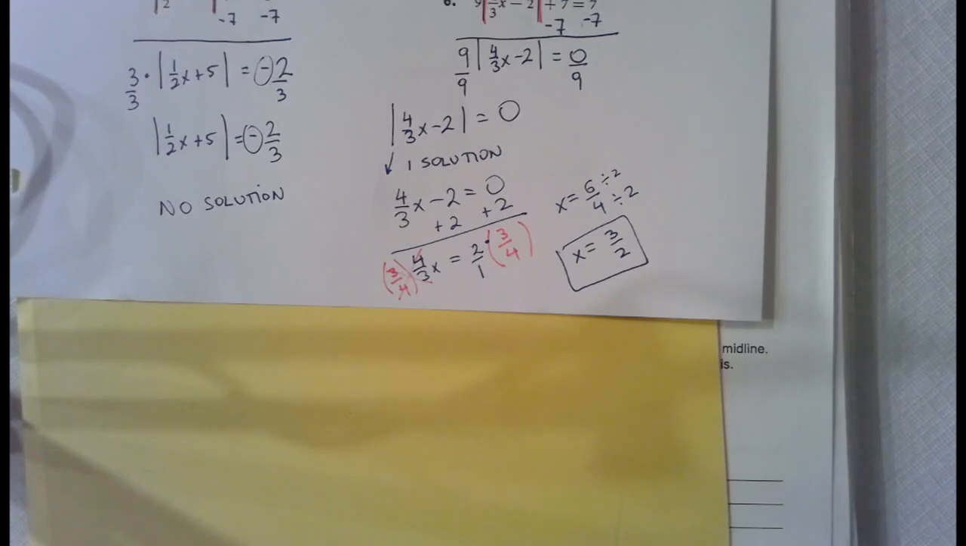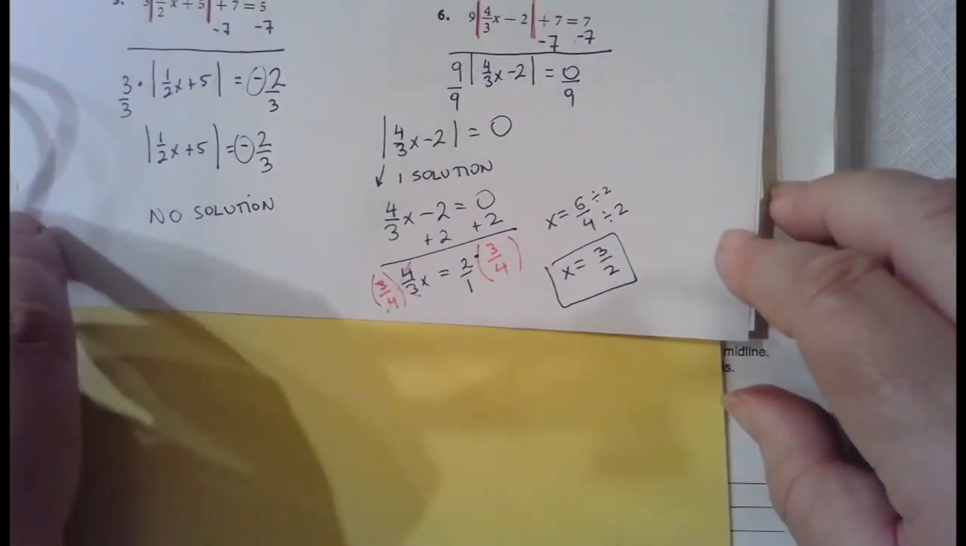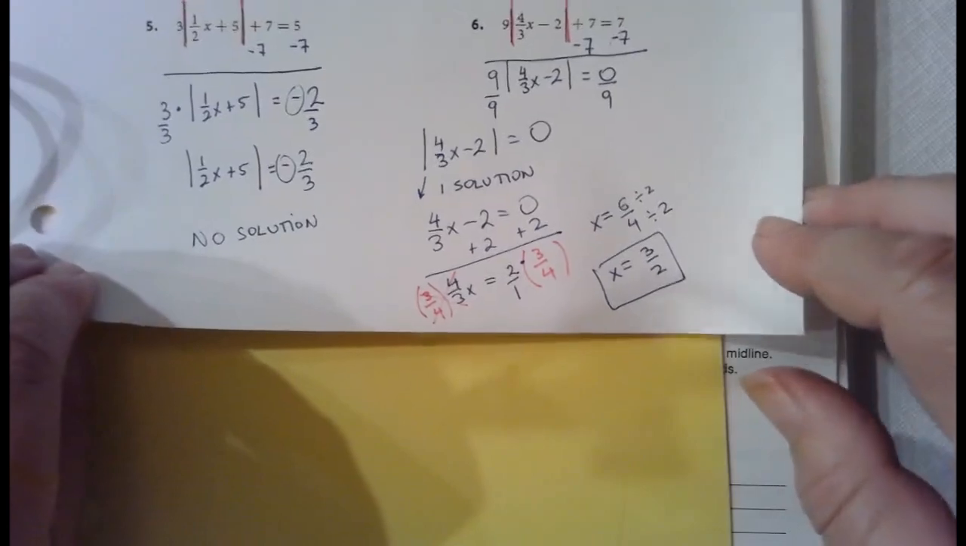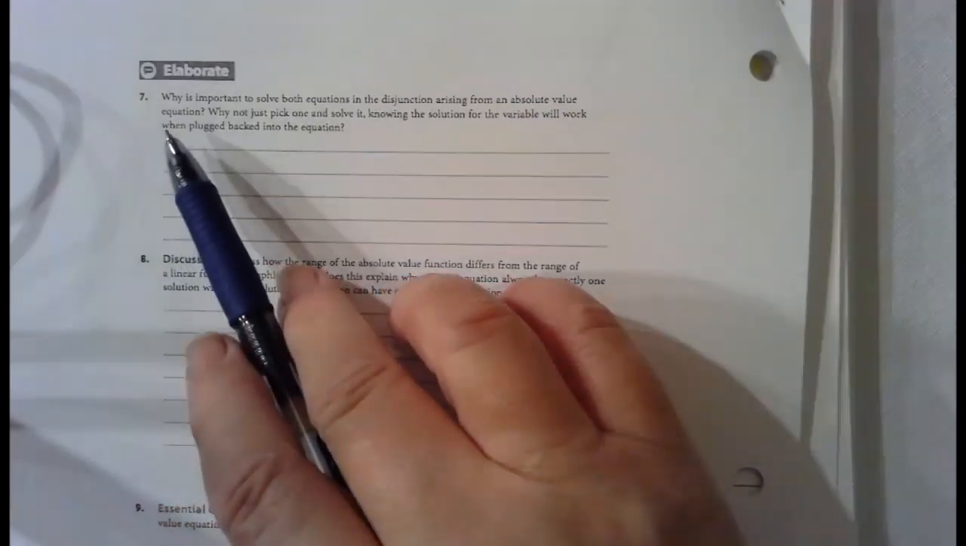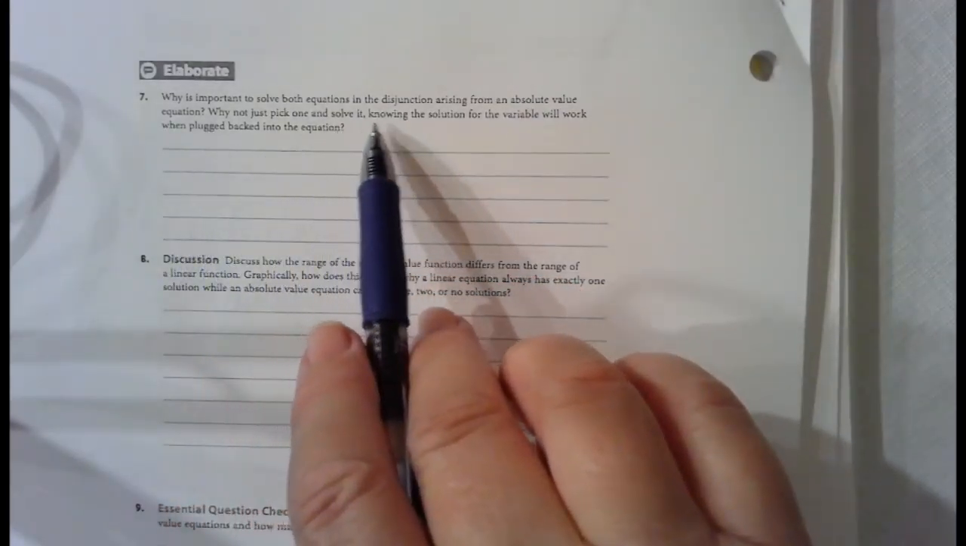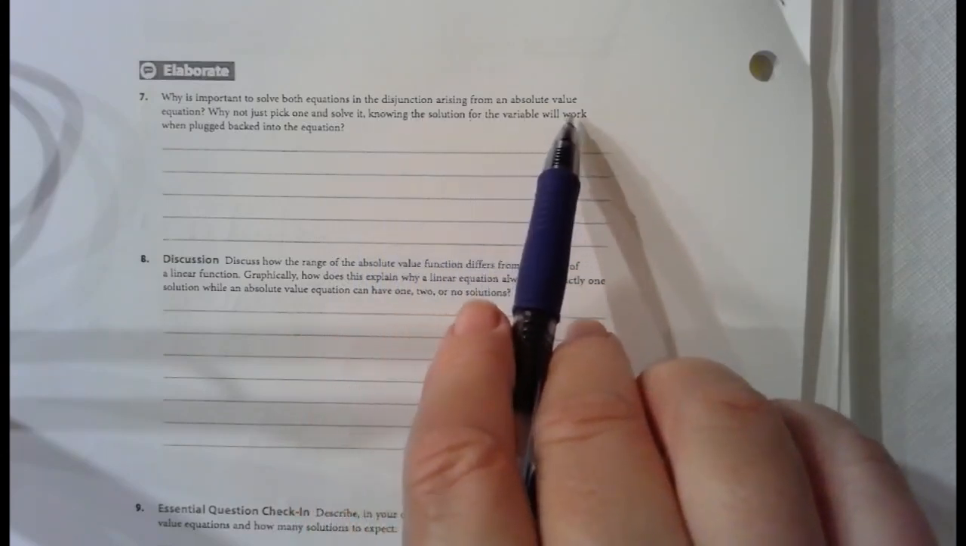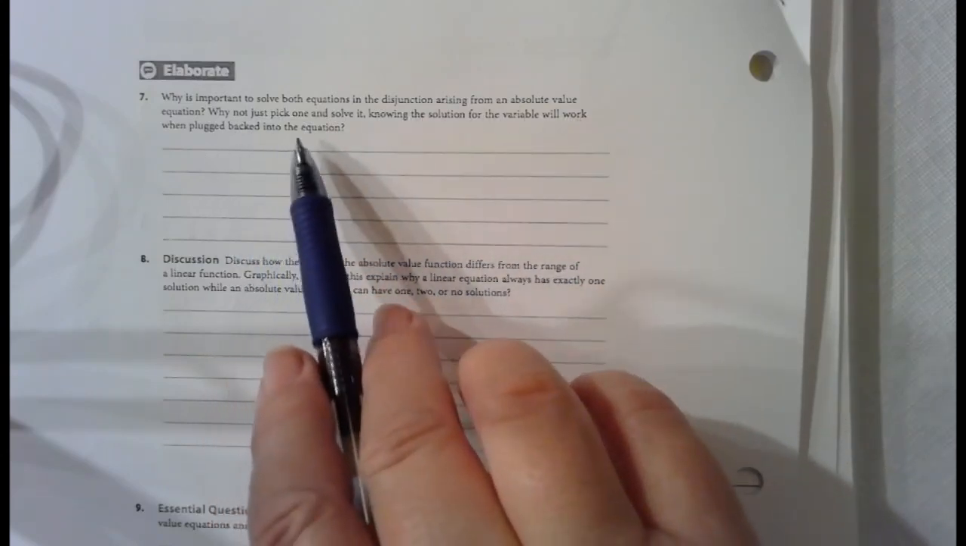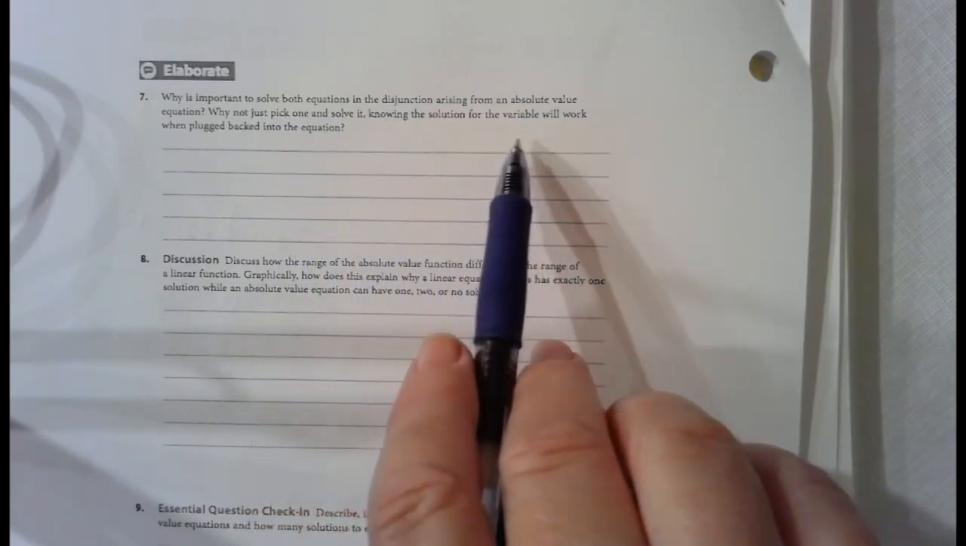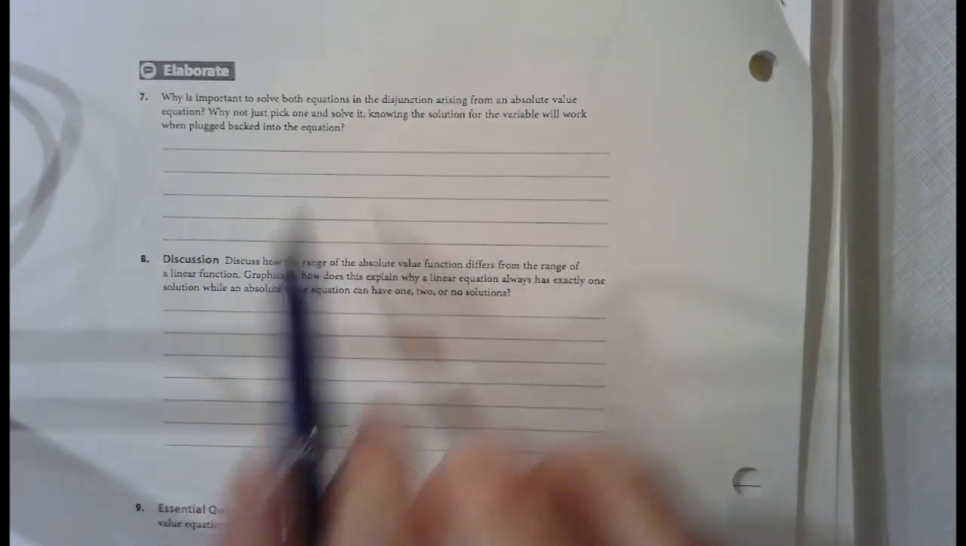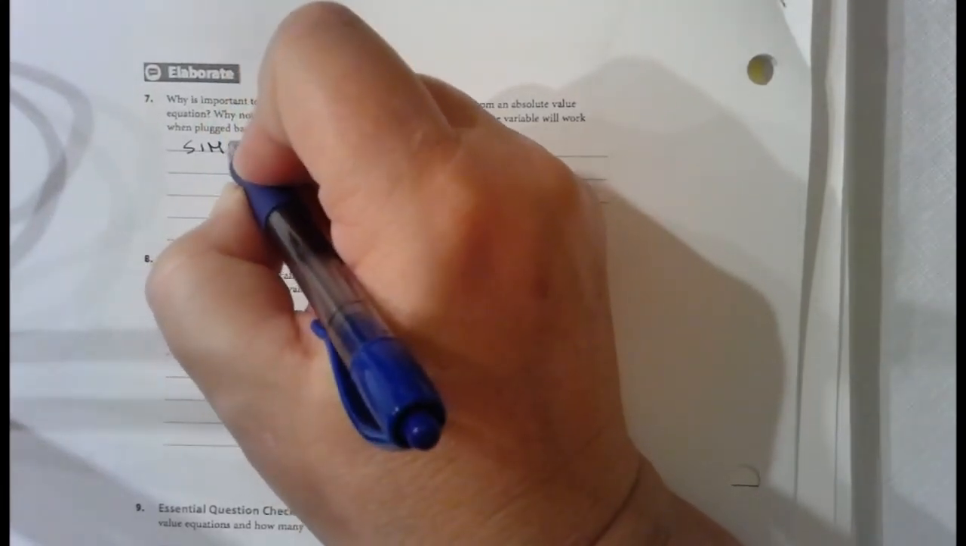Good. Okay, so hopefully those of you who did it on your own were able to do this, and you got the same answer. The last thing we're going to do is discuss the different scenarios. It says, why is it important to solve both equations in the disjunction arising from an absolute value equation? Why not just pick one and solve it, knowing the solution for the variable will work when plugged back into the equation? So we always have to simplify first.